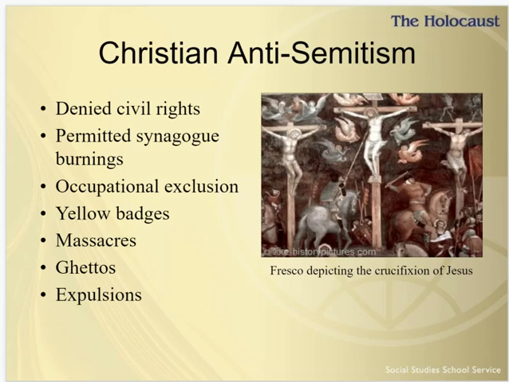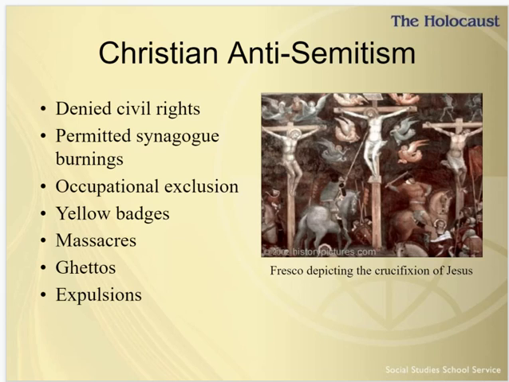Christianity became the official religion of the Roman Empire in the 4th century. The power of the Christian church grew from this period. The church disliked the Jews because they would not accept Jesus as the Messiah. Over the next 1,000 years, the church issued several anti-Jewish decrees.